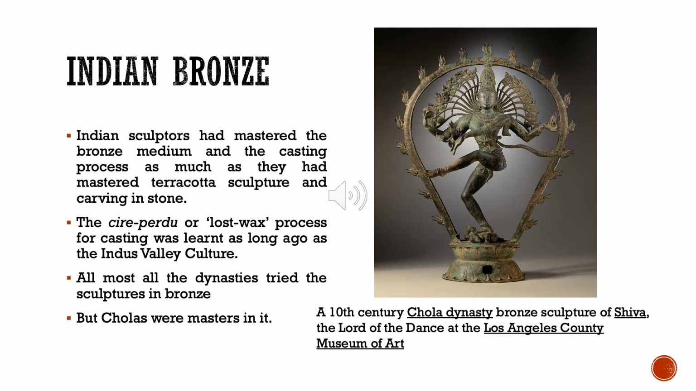Although metal sculpture was practiced all over the country during the post-Gupta era, the South Indian bronzes, the finest specimens of which were cast during the Chola period. Indian sculptors had mastered the bronze medium and the casting process as much as they had mastered terracotta sculpture and carving in stone. The Sirapedu or lost wax process for casting was learned long ago from the Indus Valley culture. Almost all the dynasties tried sculptures in bronze, but the Cholas were masters in it.